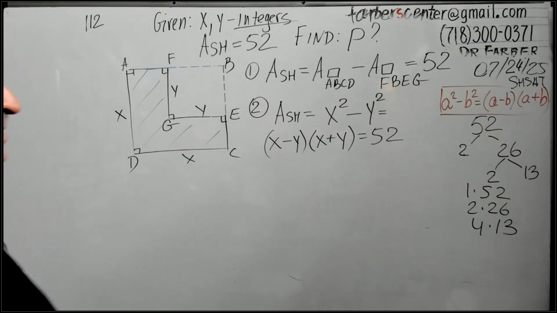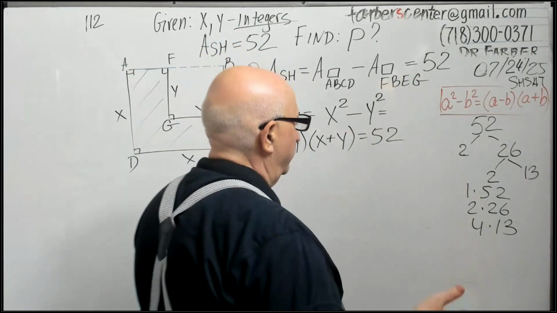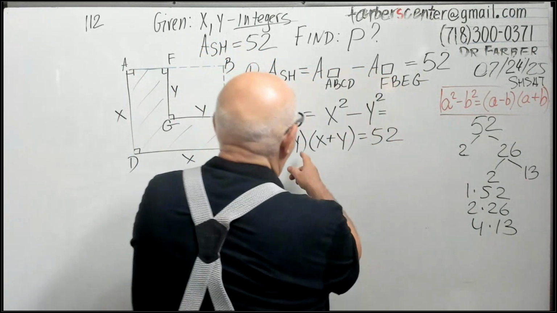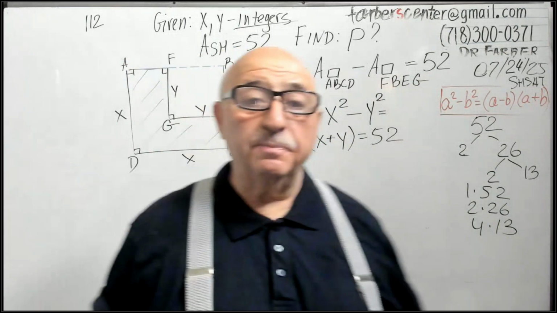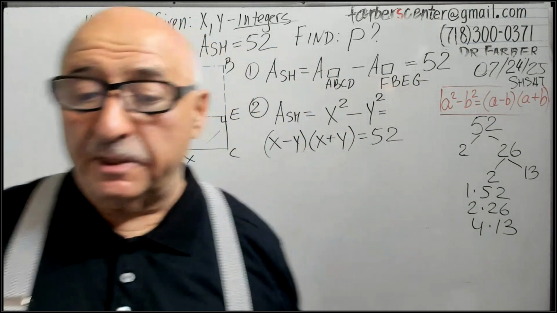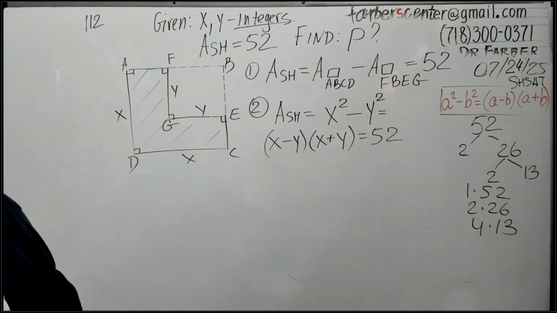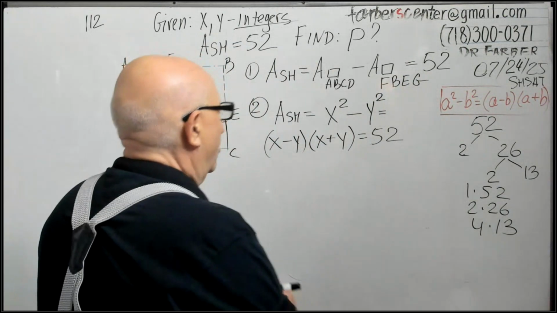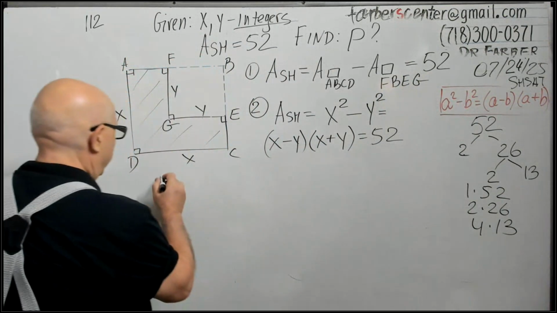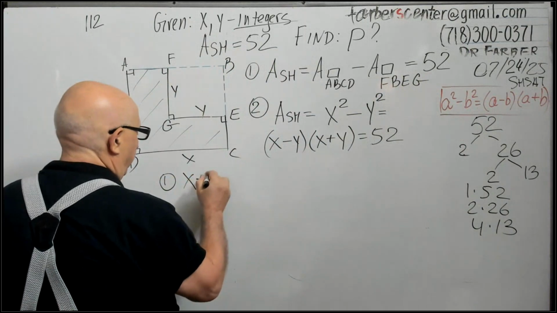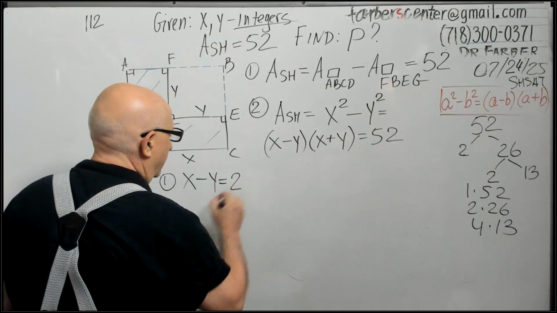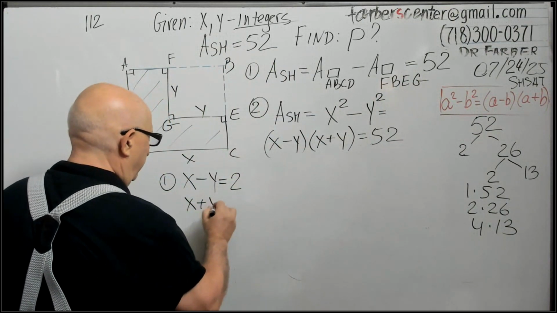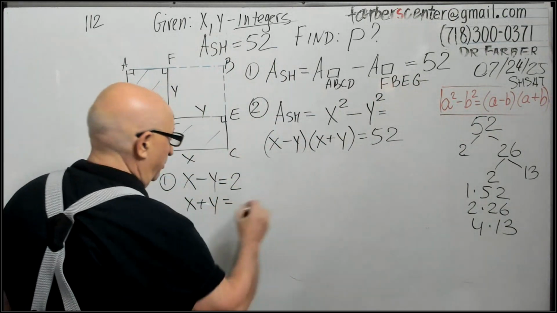Now let's consider an example. What is smaller, x minus y or x plus y? Who thinks x minus y is smaller? Yes, it is. When you subtract, it's always smaller. So, for instance, in the first case, x minus y equals 2. In this case, x plus y is supposed to equal 26.